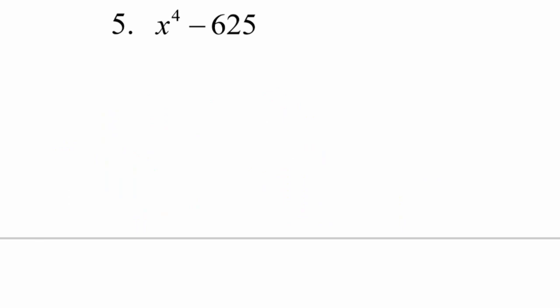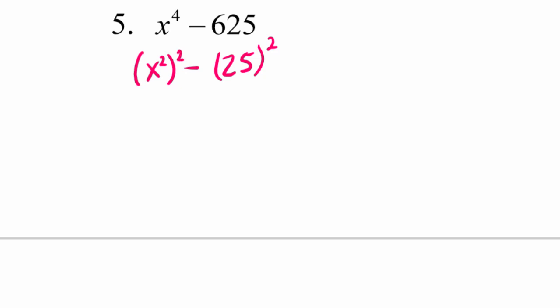Now, with this next one, we do have a binomial. That 625 is a perfect square for sure, because this is 25 being squared here. Okay, we have a difference. What about x to the fourth? Is that a perfect square? Yes, it is, because it's x squared squared.